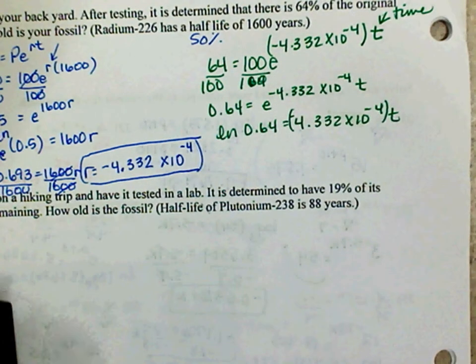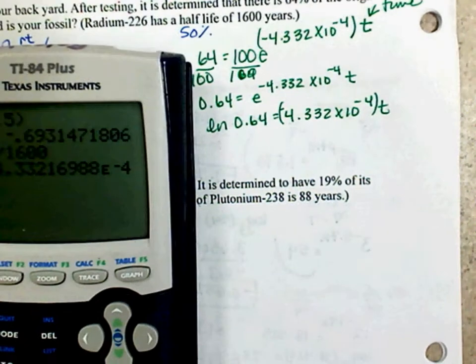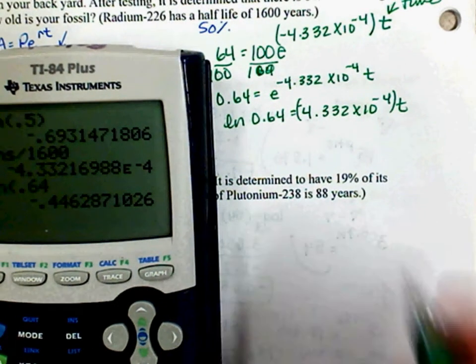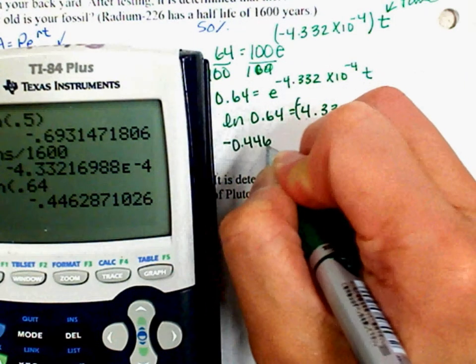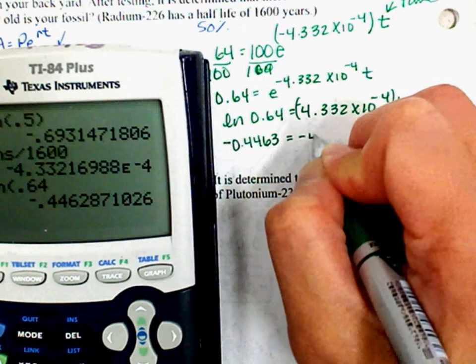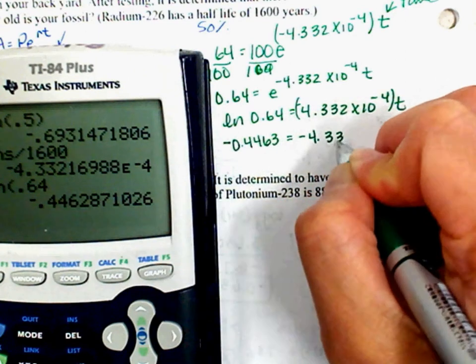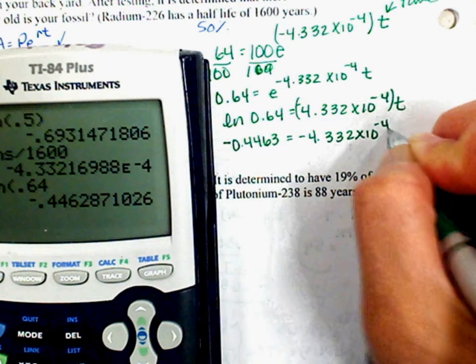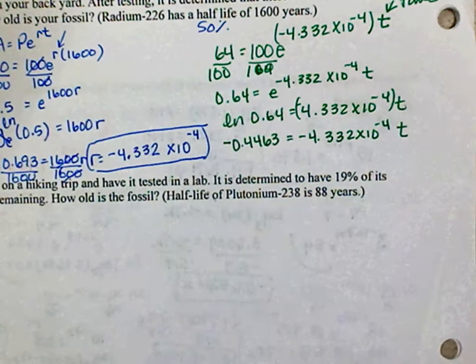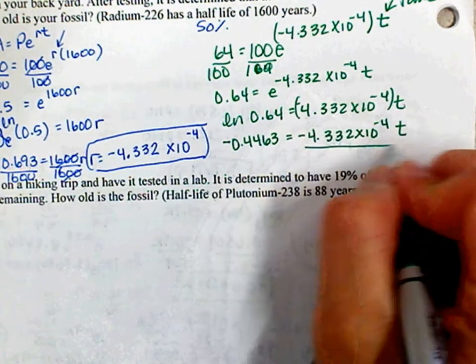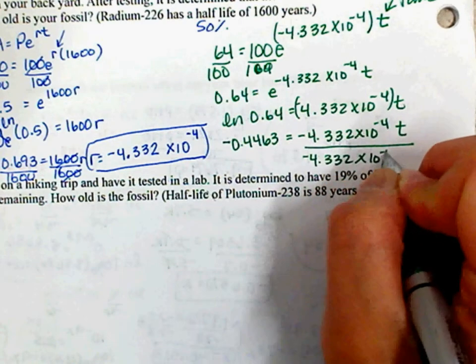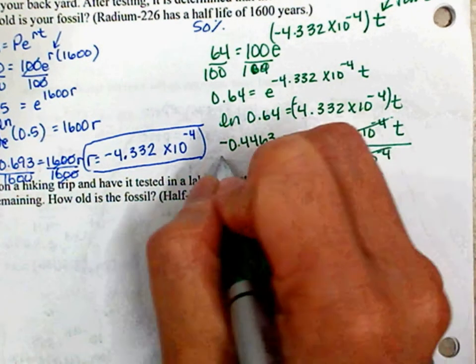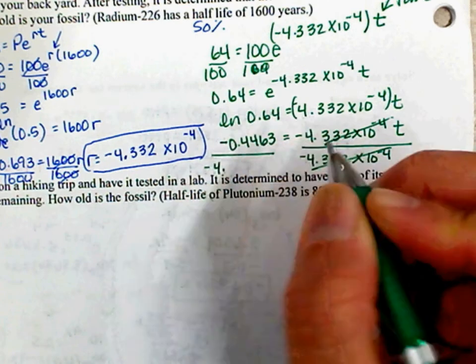All right, go to your calculator. Natural log of 0.64 is that number. 4 decimal places, negative 0.4463 equals negative 4.332 times 10 to the negative 4t. How do you solve? Divide by that. What you do to one side, you do to the other.